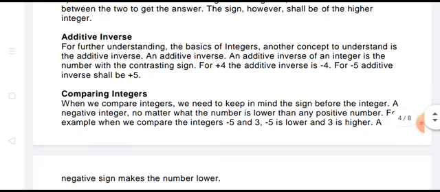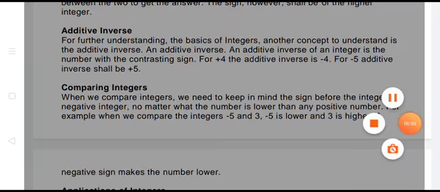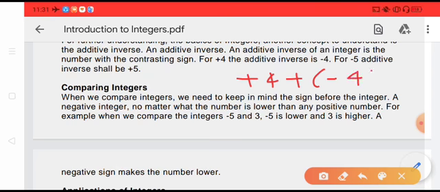An additive inverse of an integer is the number with the contrasting sign. For example, positive 4, the additive inverse is minus 4. It means if we add plus 4 and minus 4, it becomes 0.